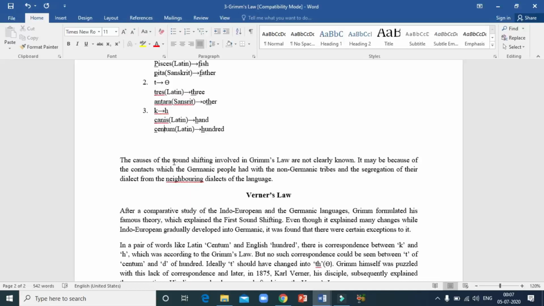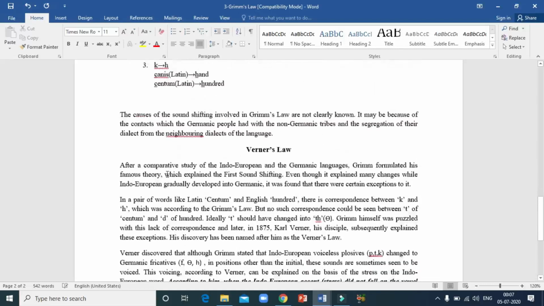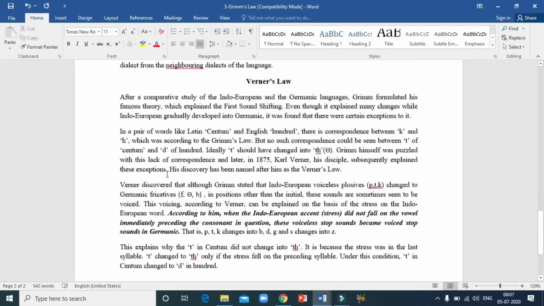Centum became hundred because of the stress. Stress should have been in the syllable immediately preceding the sound in question, but it did not happen. So that was an explanation of Verner's law. So Verner discovered that stress or accent is the reason why certain exceptions were happening in Grimm's law.